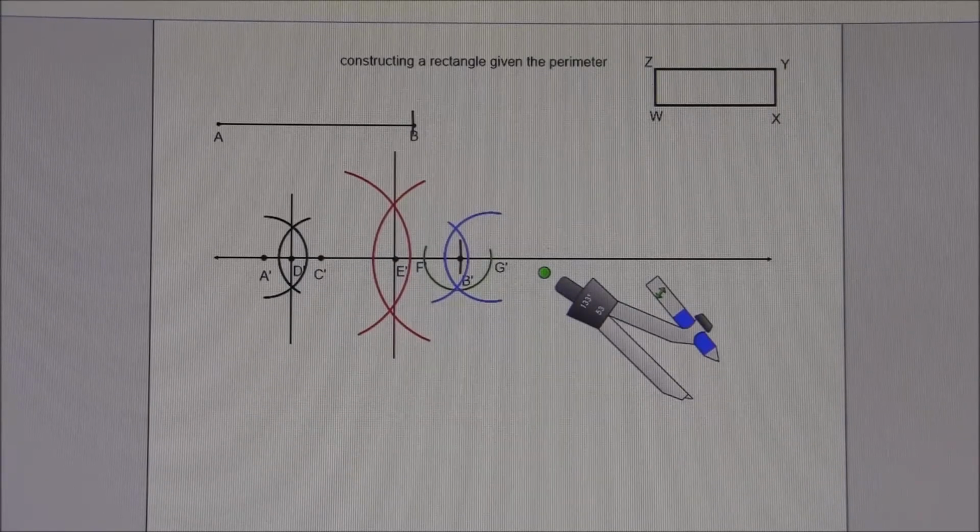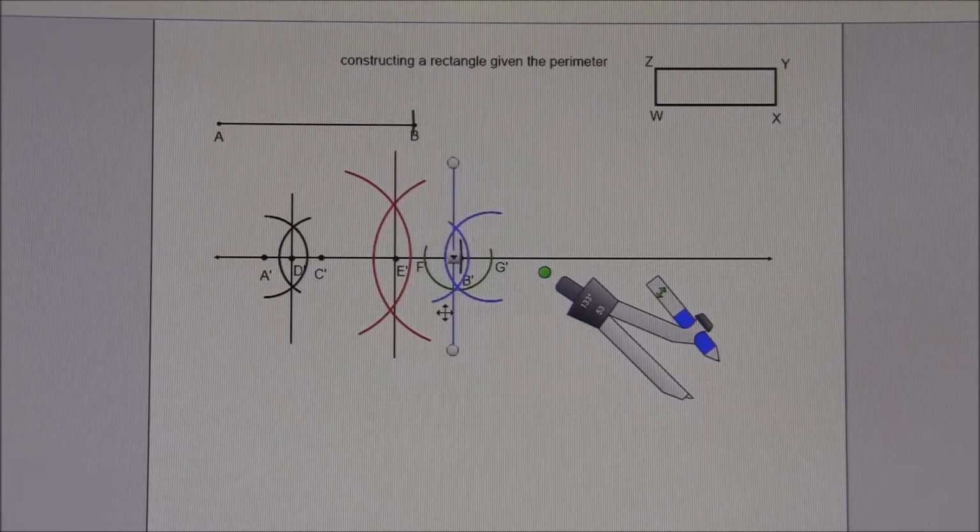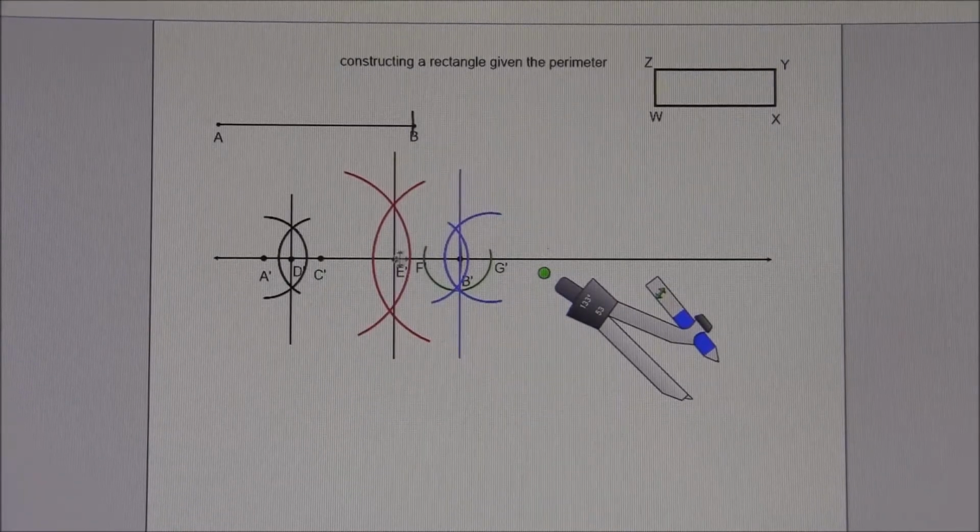So now we have our perpendicular bisector. There you go. Well, it should have gone through B prime, but again, right there. There we go. So now you see E prime B prime was WX. And now I have my two sides. My WZ is going to be E prime something, and my XY is going to be this B prime something.